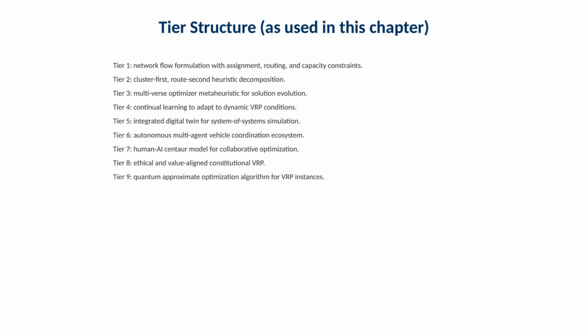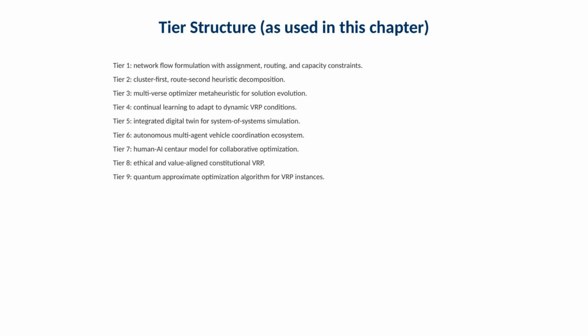This chapter is organized as a tiered toolkit. Tier 1 provides a rigorous mathematical baseline. Tier 2 introduces a classic heuristic that decomposes the problem. Tier 3 uses a population-based meta-heuristic to explore solutions. Tier 4 adds continual learning for dynamic settings. Tier 5 expands into a digital twin view of the whole system.